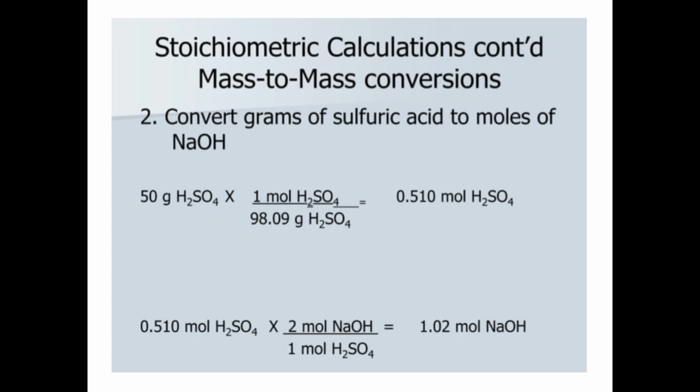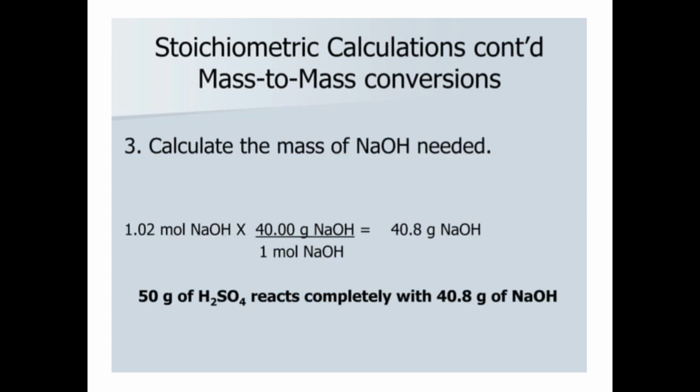Now the last step is to convert the mole of the unknown that we have gotten back to mass by multiplying by molar mass. So we multiply by the molar mass of NaOH, which is 40. So you are going to have 1.02 multiplied by 40, and that is 40.8 gram of NaOH. Therefore, 50 gram of H2SO4 reacts completely with 40.8 gram of NaOH.